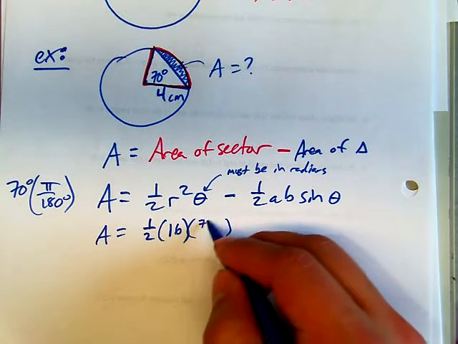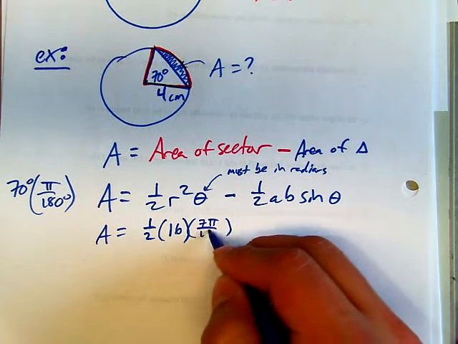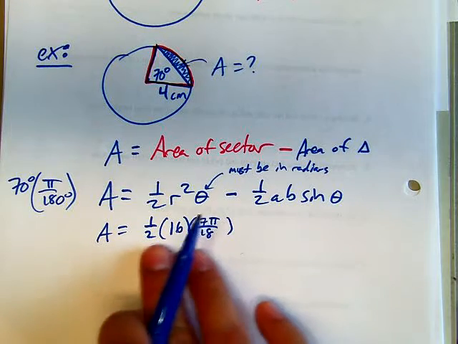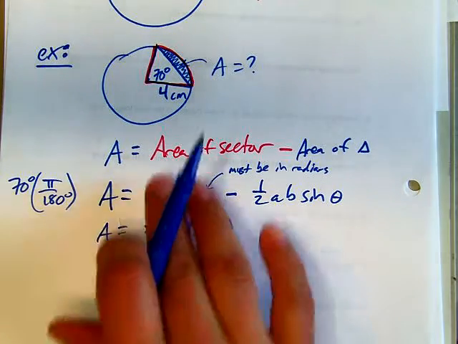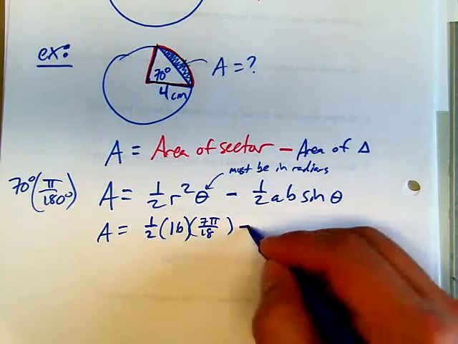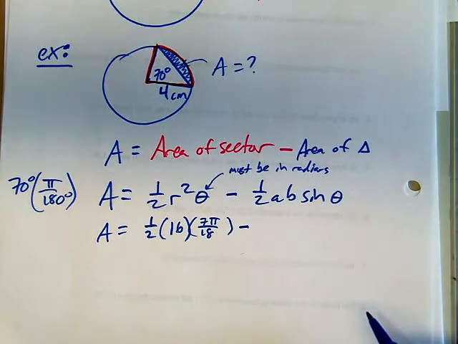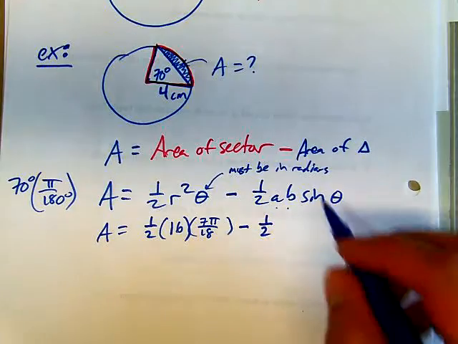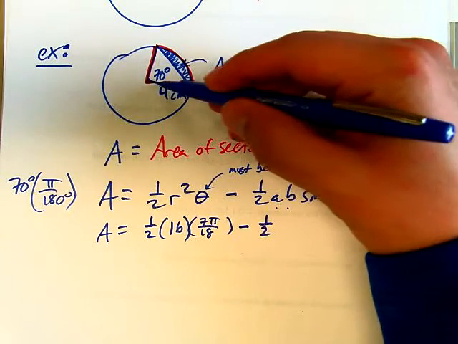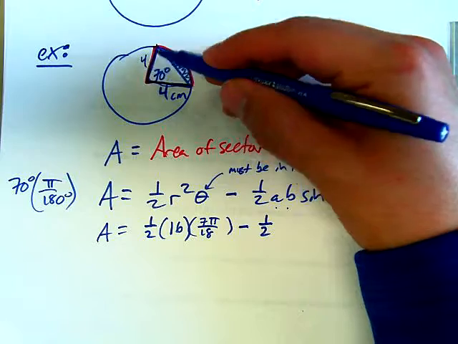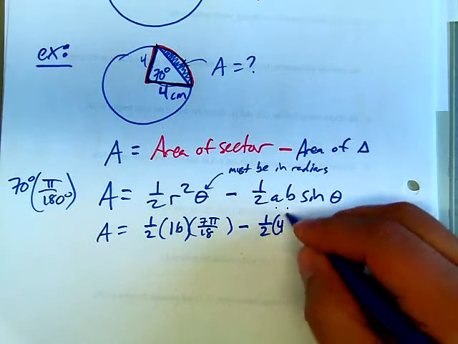And now we get 7 pi over 18 for our angle. Okay, so now this quantity right here, whatever that is, that'll be the area of the entire sector. And now what you want to do is subtract the area of the triangle. And now we just do 1/2 a times b. Well, that's 4. And since the radius is 4, this side over here is also 4.